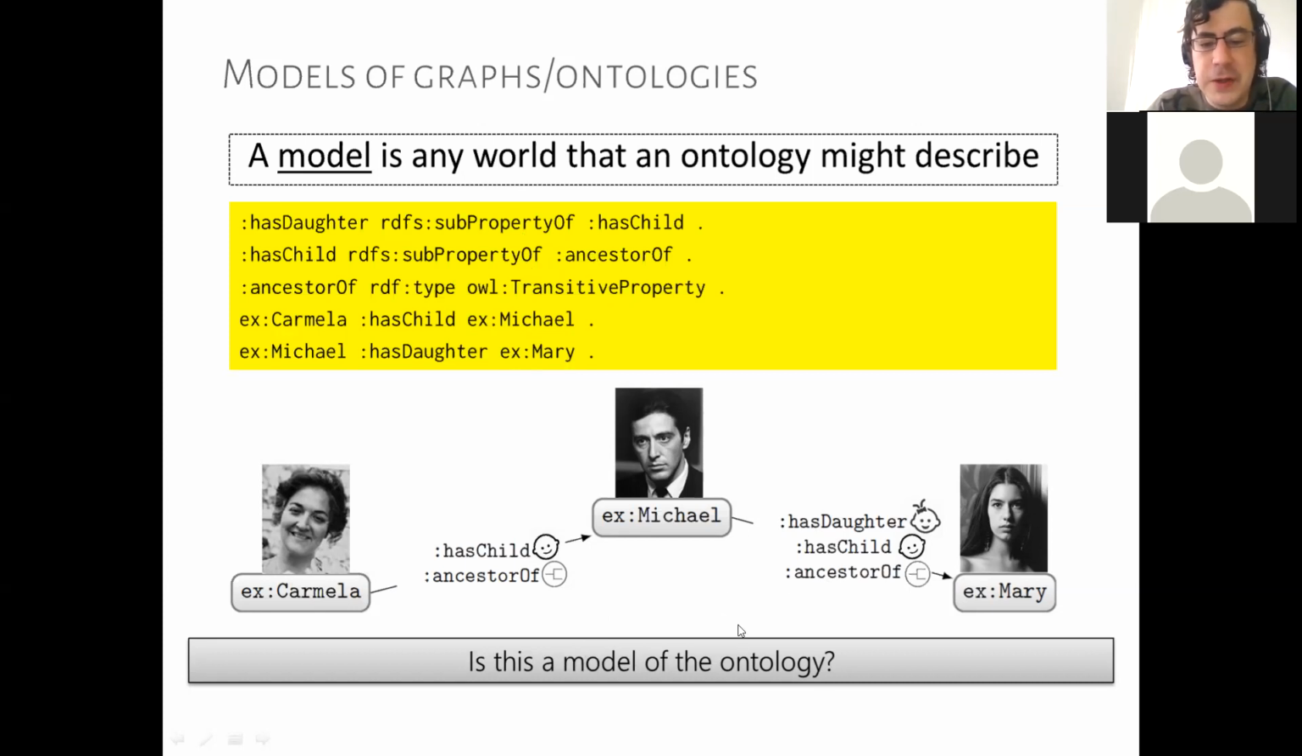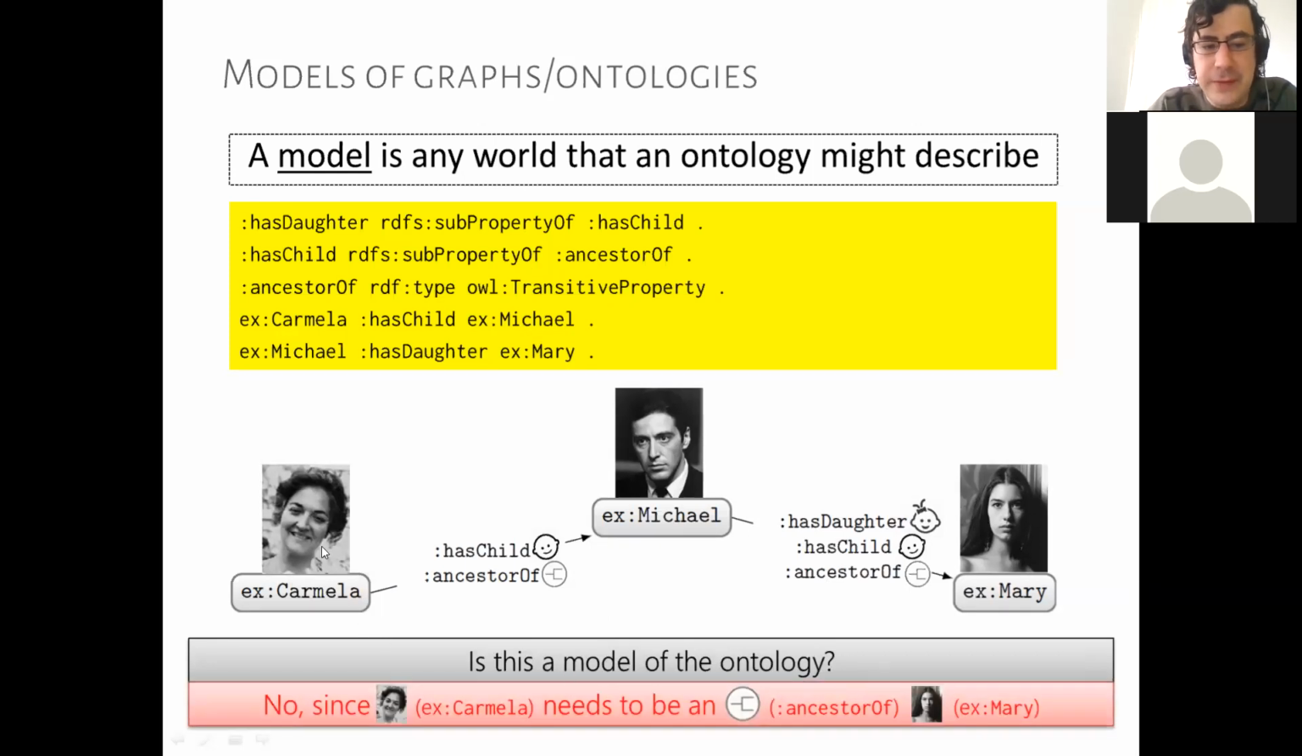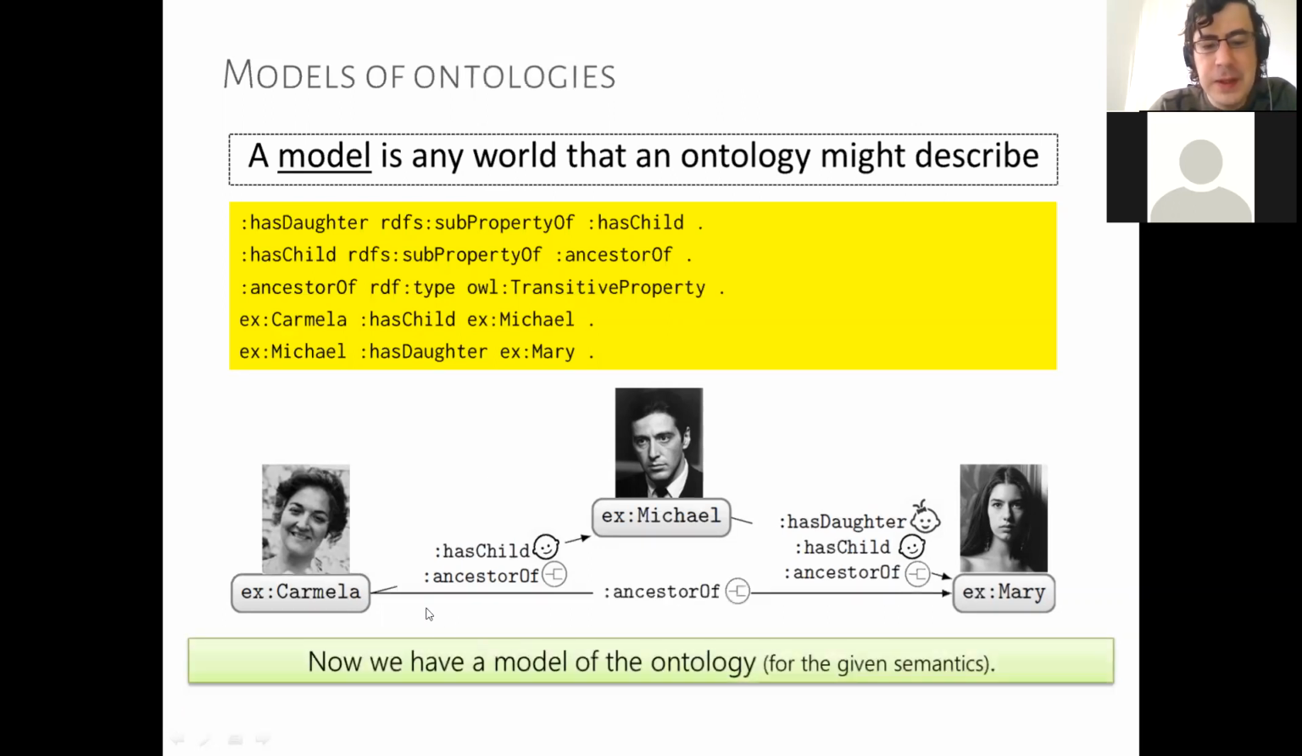So is this a model of the ontology? No, since this individual here would need to be in this relation referred to by ancestor of with the individual referred to by Mary, okay? Since that's not the case in the real world, if in the real world it didn't hold that Carmela was the ancestor of Mary, then we shouldn't be defining this here. So this is not a possible world that we're describing. Now we would have a model of the ontology for the given semantics. This configuration of individuals and relations and so forth fits the data or the definitions that we have according to the semantics we've seen.